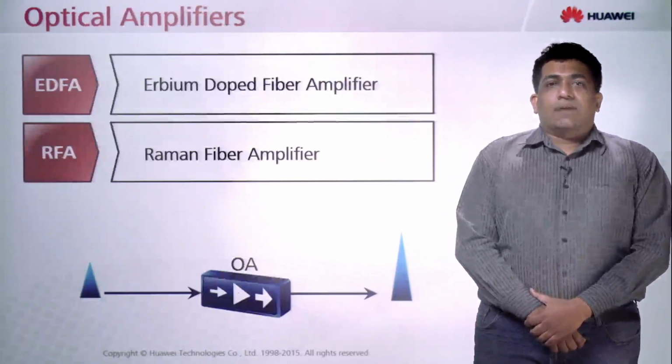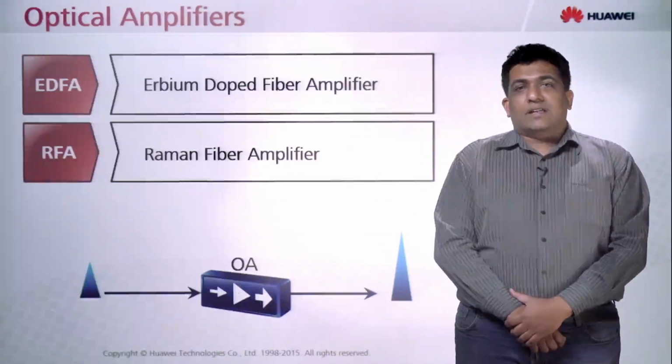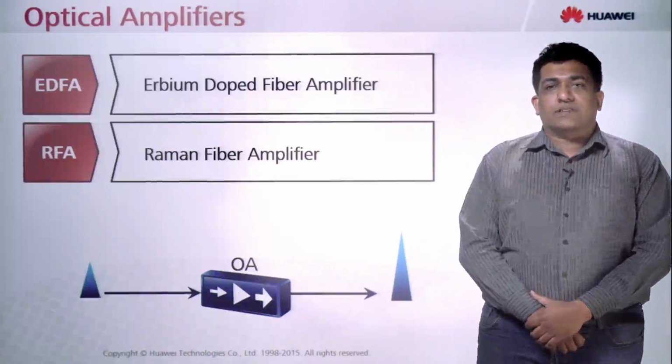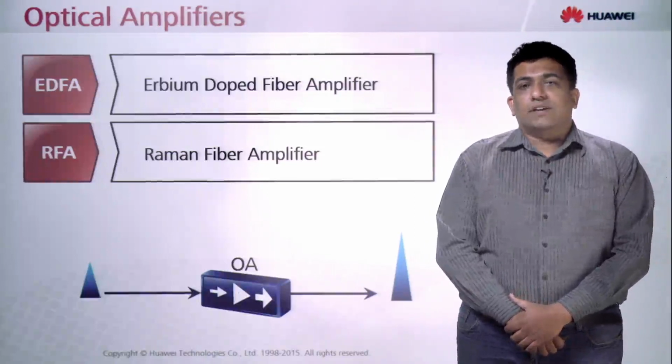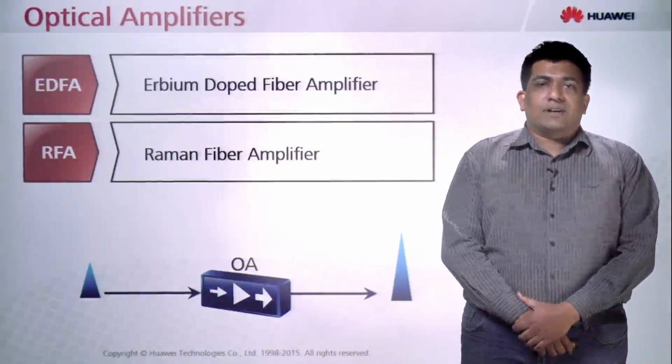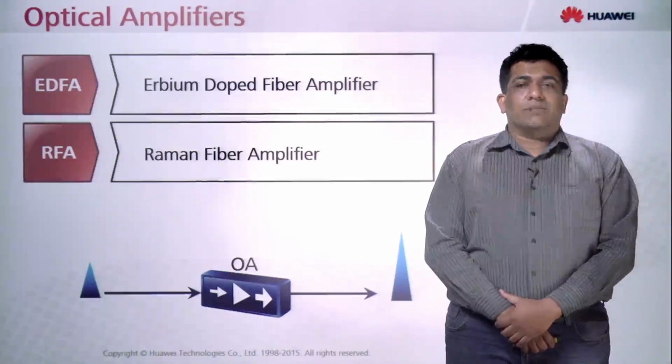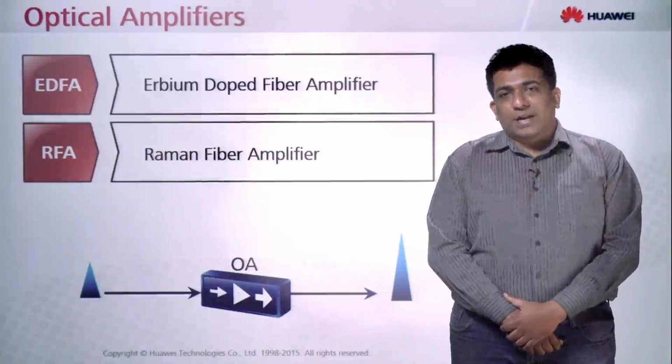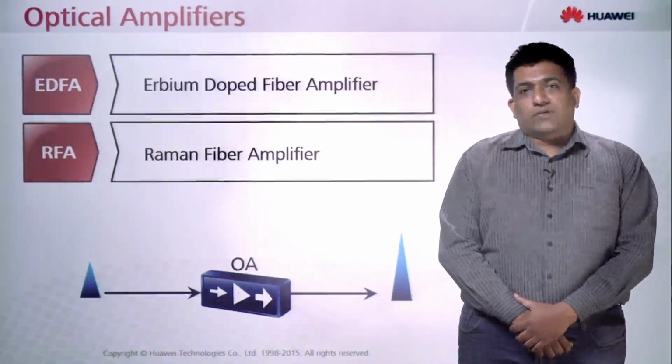So let's look at the optical amplifier now. There are two amplifiers. The first one is the erbium doped fiber amplifier, and the second one is the Raman amplifier. Basically your amplifier is divided into three: either you have a boost amplifier, line amplifier, or pre-amplifier. So let's look at each one of them.